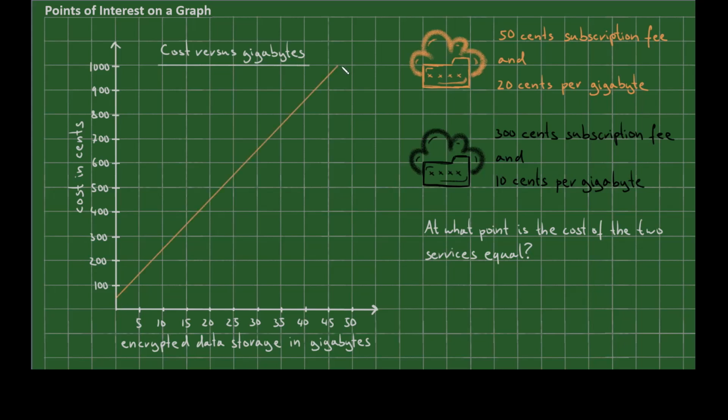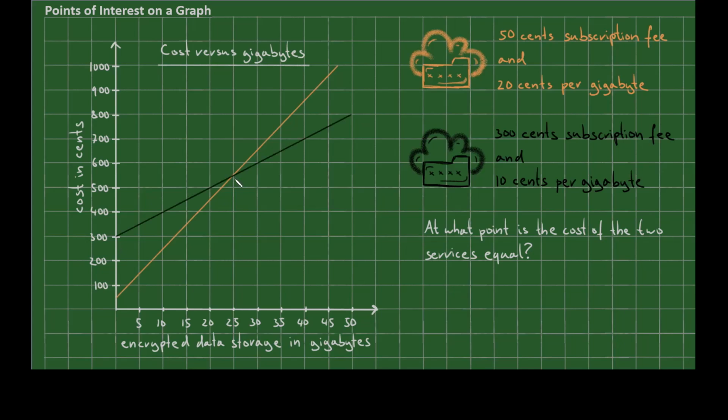The line for the black service would begin at 300. That is because 300 cents is their subscription fee. After that, we pay 10 cents per gigabyte. And so the black line would look something like this.